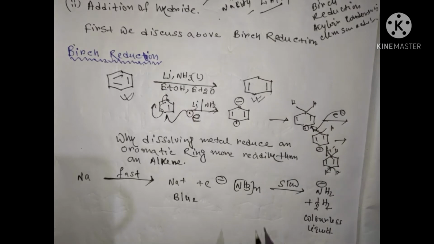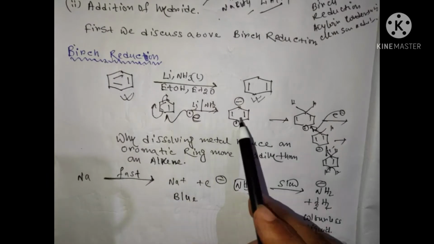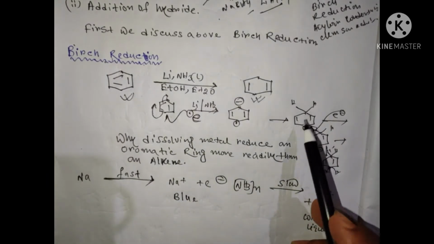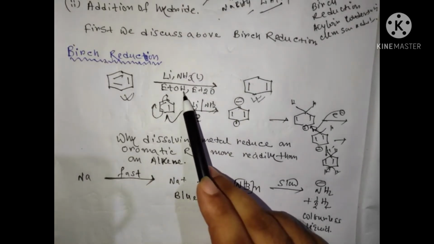So this is the process. First an electron is transferred, then it protonates that anionic part. Protonation is done by ethanol, so this can take the proton of ethanol.